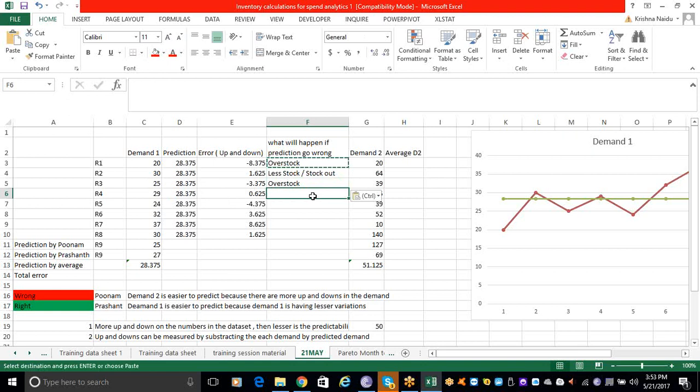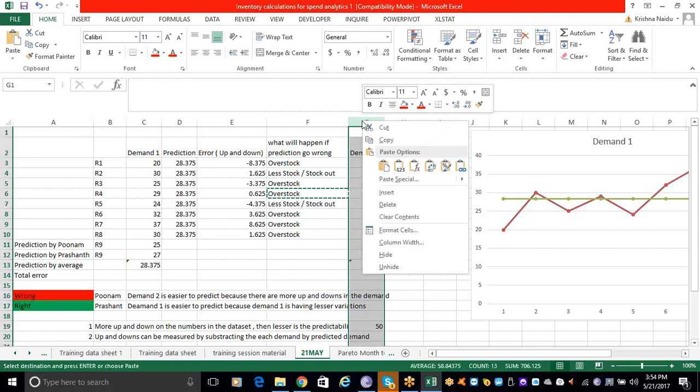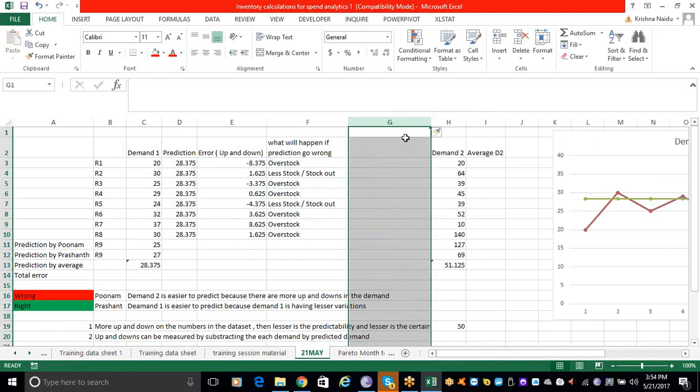Fourth case, again overstock. Fifth case, it is lesser stock. Again, in the sixth case, it is overstock because the demand is 32 and our prediction is 28. Seventh case again overstock. Any questions here?